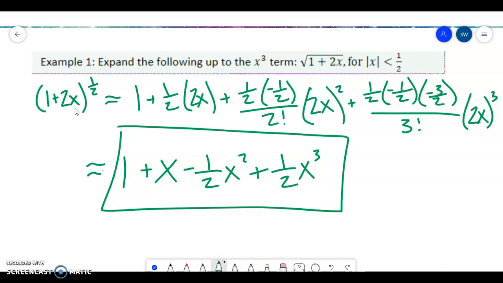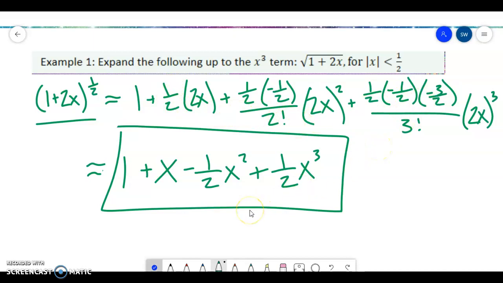because in reality, this is actually equal to this polynomial, but with infinite terms. So this power series would keep going if we wanted it exactly, but this expansion is approximately our answer here up to the x cubed term. So it's pretty straightforward once you get it. Your x term increases powers, and then the coefficient is just this combination pattern that you'll get used to.